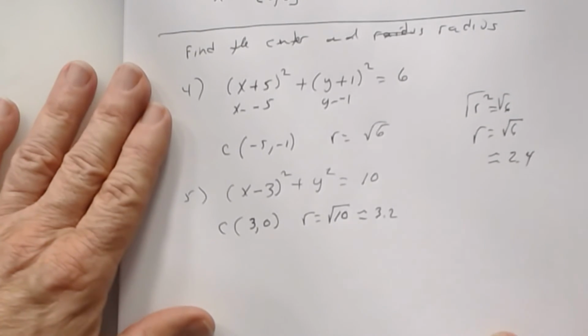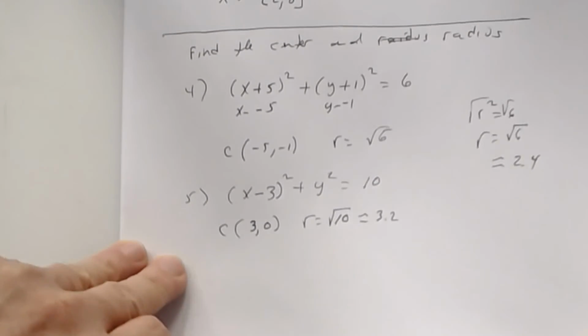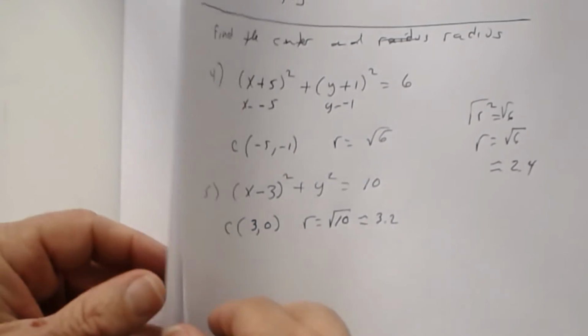Okay? All right. So before we can do the first in class, there's one more thing we need to look at. Around the squiggly line for approximate.